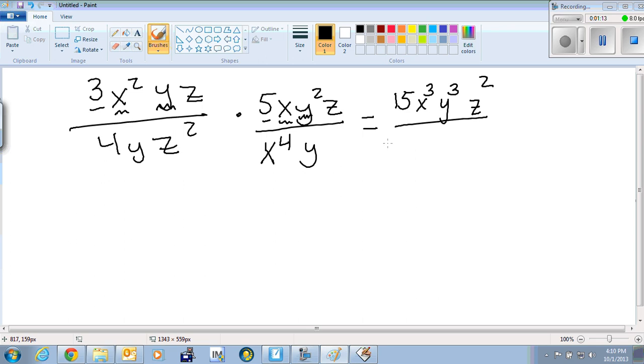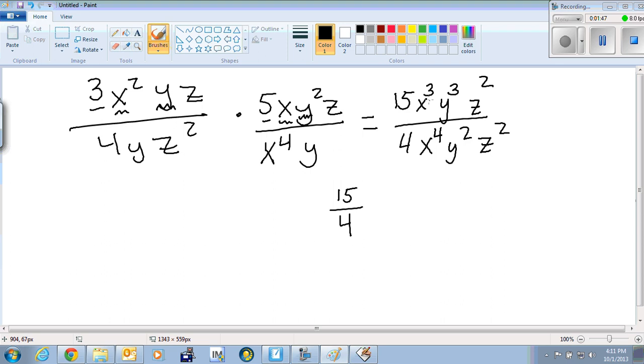On the denominators, we've got just a 4, and then we've also got this x to the fourth, which doesn't have anything to combine with, so it's going to stay x to the fourth. We've got y and y on the bottom, which gets us y squared when we multiply, and then we've got a z squared on the bottom as well. And when you do this, you're going to divide the two numbers, and 15 over 4 doesn't reduce, so you're going to leave it 15 over 4.